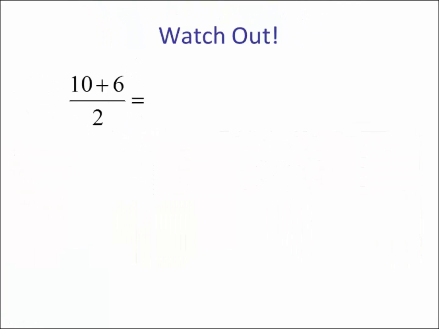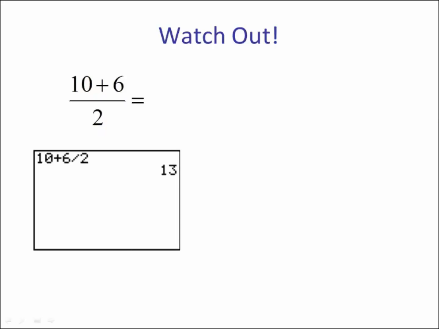When using the calculator, we have to be very careful on how we enter the values in. In this case, we have 10 plus 6 divided by 2. So order of operations, we would have to add these two before we can divide by 2. So this would be 16 divided by 2, which is 8. But if in the calculator we simply type 10 plus 6 divided by 2, we're going to get 13.